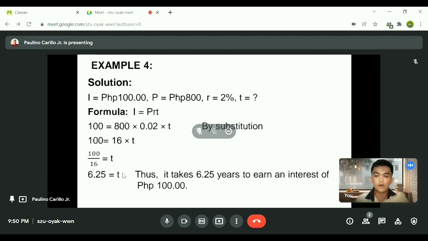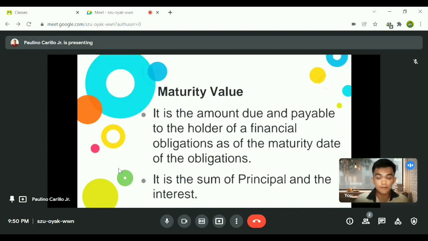Now let's move forward to the maturity value. It is the amount due and payable to the holder of a financial obligation as of the maturity date of the obligation. It is the sum of principal and the interest. Just remember this sentence or paraphrase. It is the sum of principal and the interest, and that is the maturity value. Again, it is the sum of principal and the interest, and that is your maturity value.